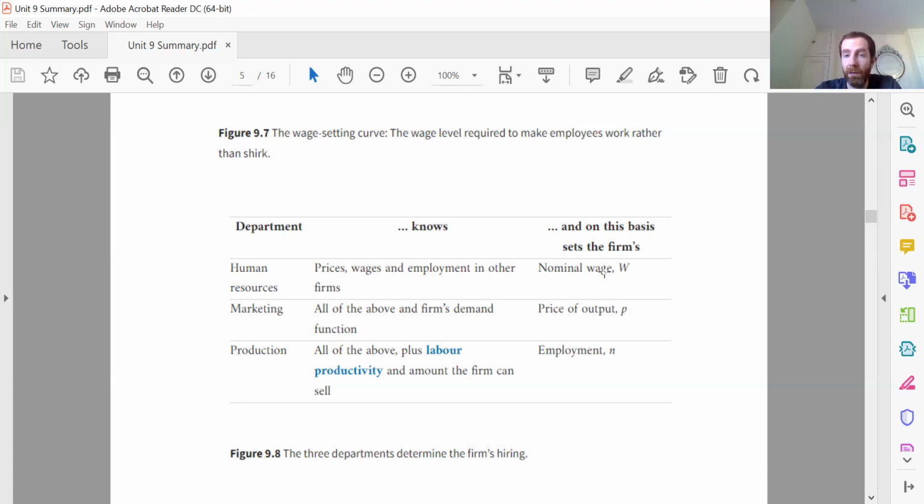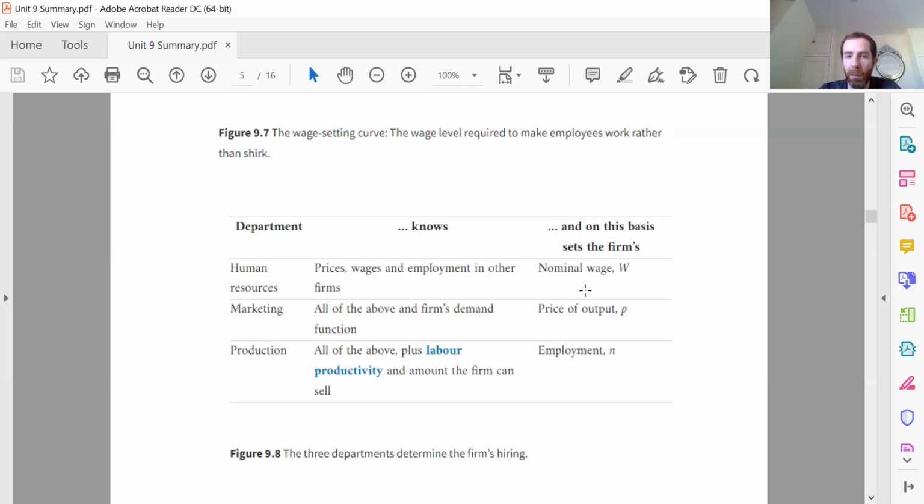So knowing all this, they then choose this nominal wage, right? And because they know the price level, or at least they know the price level maybe last month, they know what real wage that nominal wage will correspond to, which will make workers work, right? So they want to pick a wage that gets them onto that wage setting curve, which is the lowest possible wage they can pay to get effort.